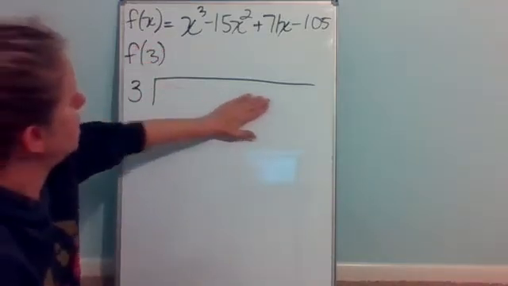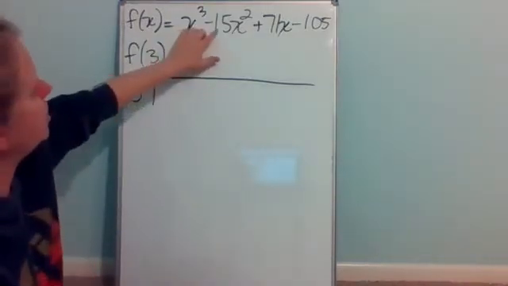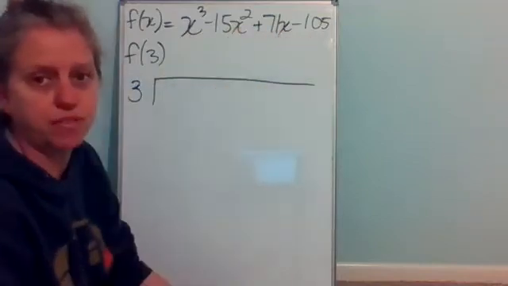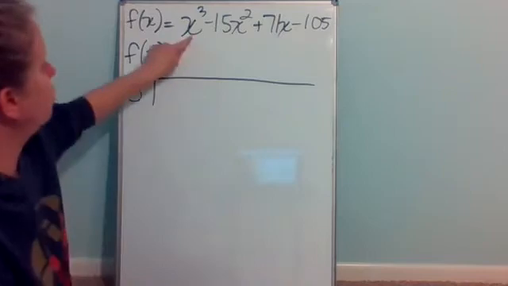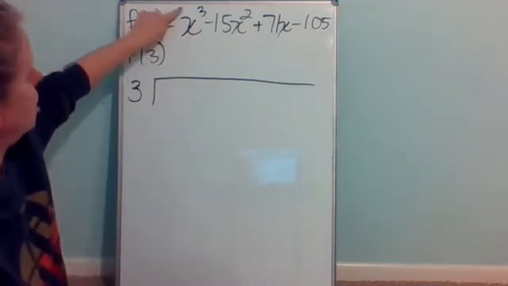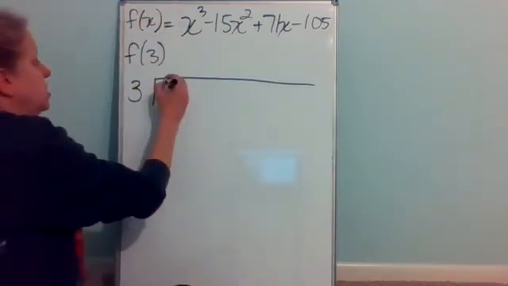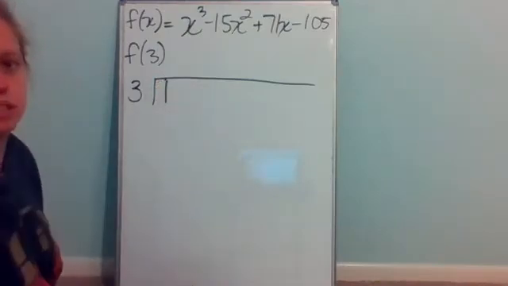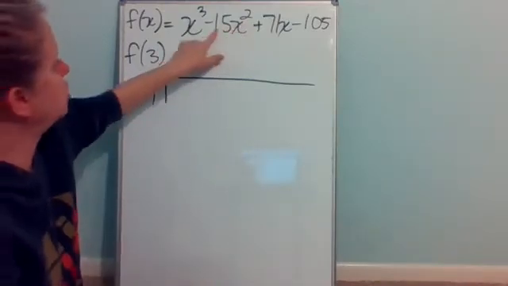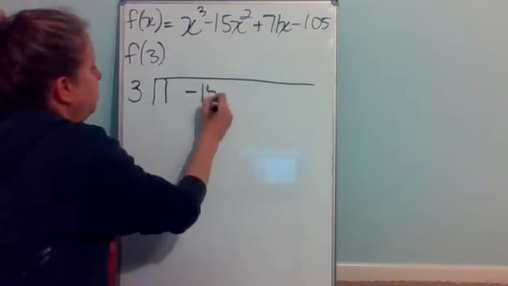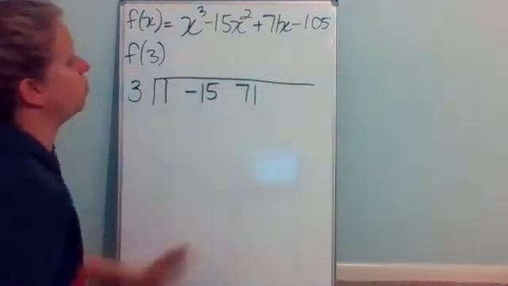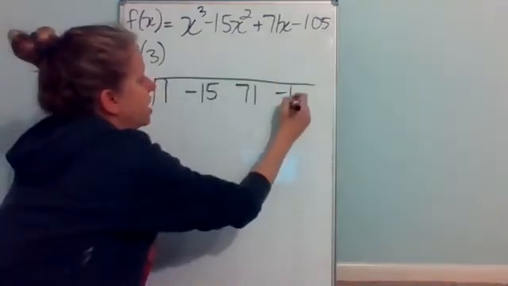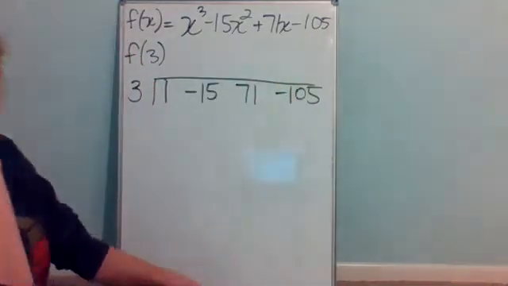What you're going to put in here are the coefficients of all of the terms of the function. The coefficients mean the number part of them. So what is the number part of x to the third? Its coefficient, you just can't see it, is a 1. The coefficient of x squared is negative 15. The coefficient of x is 71. And then the constant is negative 105.